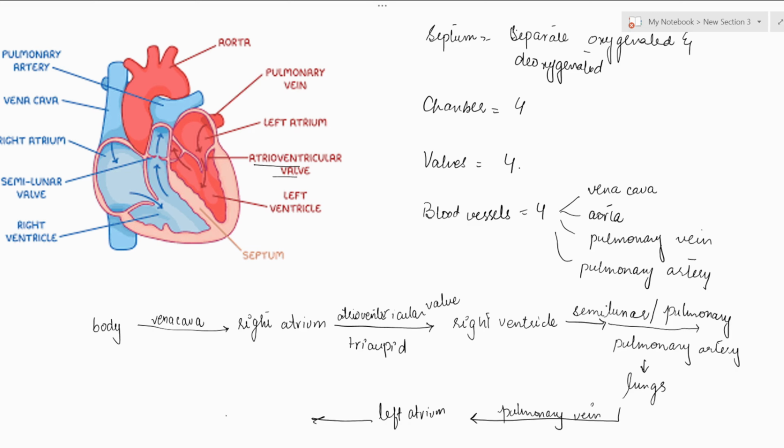from left atrium to left ventricle, atrioventricular valve. Any valve that is between the atrium and ventricle is called as atrioventricular, or the second name is bicuspid. Then from left ventricle it enters aorta through semilunar valve, and we call it aortic valve as well, and from aorta it is then supplied to the whole body.